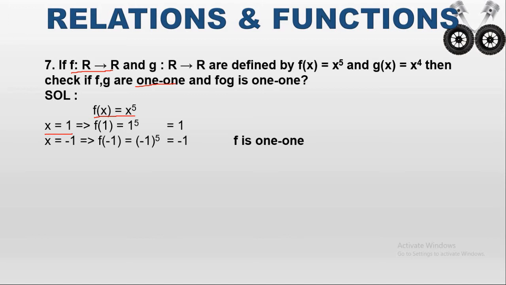Wherever x is, I have to substitute the value as 1. So it will be 1 to the power of 5. 1 to the power of any value, we get the answer as 1. So here the answer is 1. Next, I choose one negative value, that is x equal to minus 1. Wherever x is, you have to substitute minus 1. So f of minus 1 equal to minus 1 whole to the power of 5.